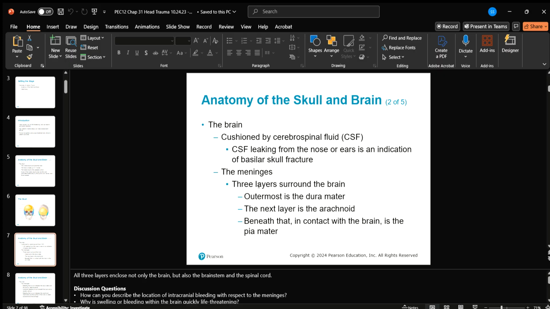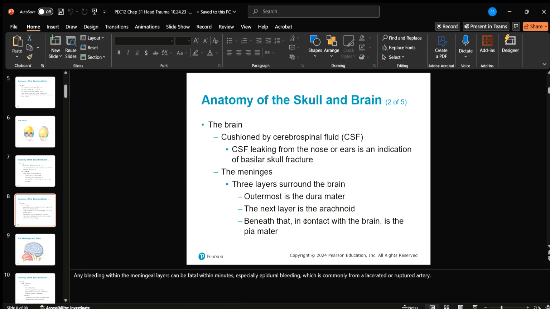The outermost layer is called the dura mater. Then you have the arachnoid, and then you have that which is in contact with the brain, the pia mater. So you can differentiate what types of brain bleeds they have based on their signs and symptoms. But most definitively, we need an MRI for this. Don't get too deep into that. When you go to paramedic school, you'll learn all about it.